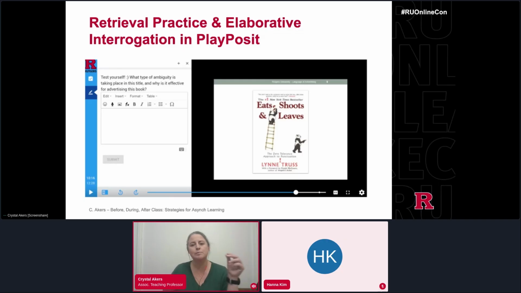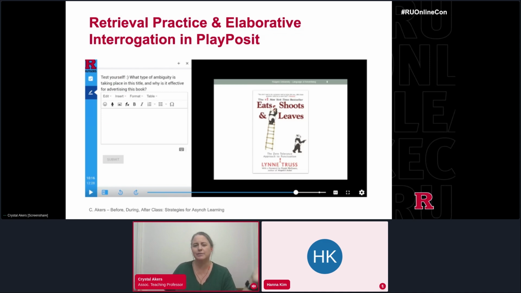And the point is, this book on punctuation is supposed to help you sort out how to distinguish those two meanings when they occur in writing. So for my question for students, I first ask them to engage in retrieval practice with an open-ended question. So what kind of ambiguity is shown in the title?